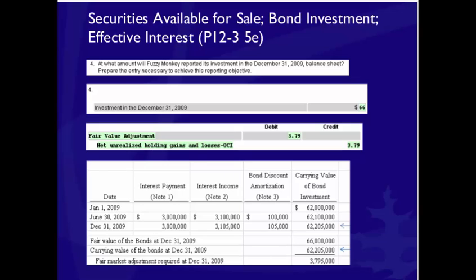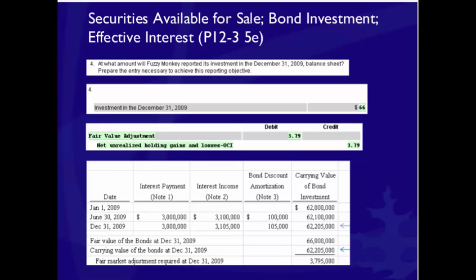And how we do that is we compare the fair value of the bonds at December 31st, 2009, which is $66 million, to the carrying value of the bonds, which was $62,205,000. And when we do the subtraction, which you see at the bottom of the screen, we come up with a fair market adjustment required to record the bonds up to their new fair value of $66 million. And that difference would be $3,795,000.